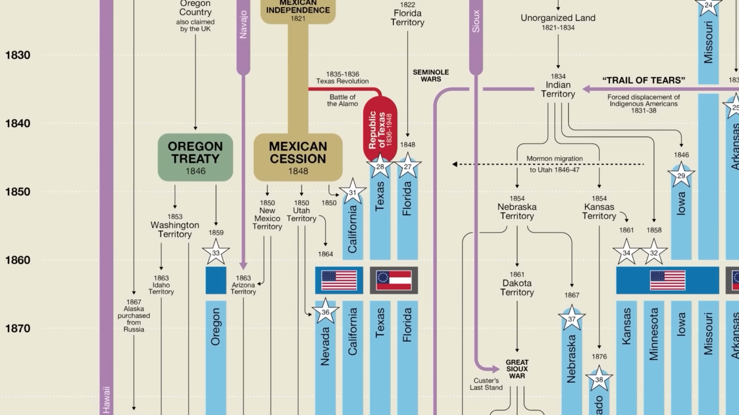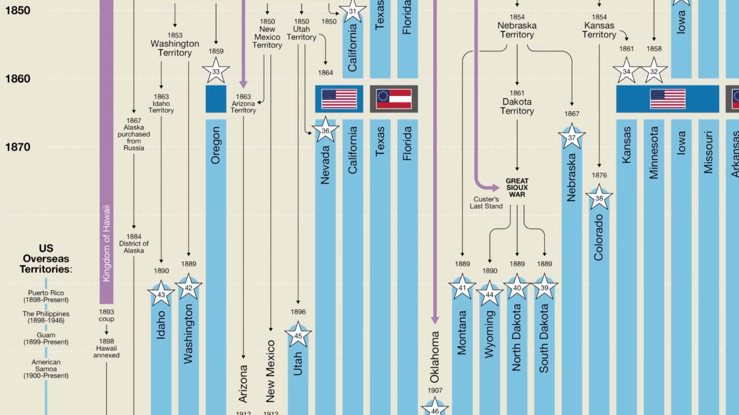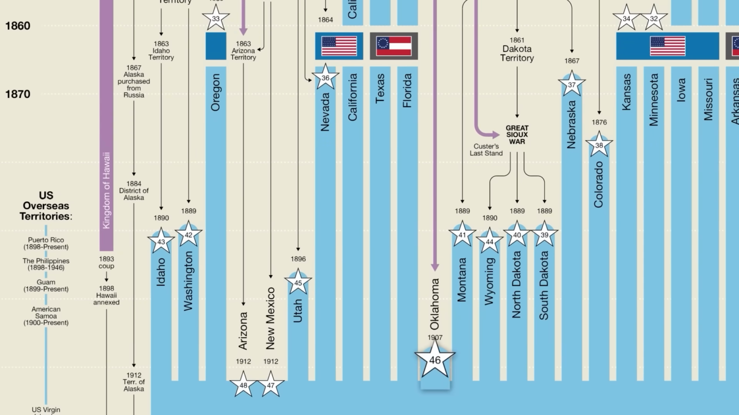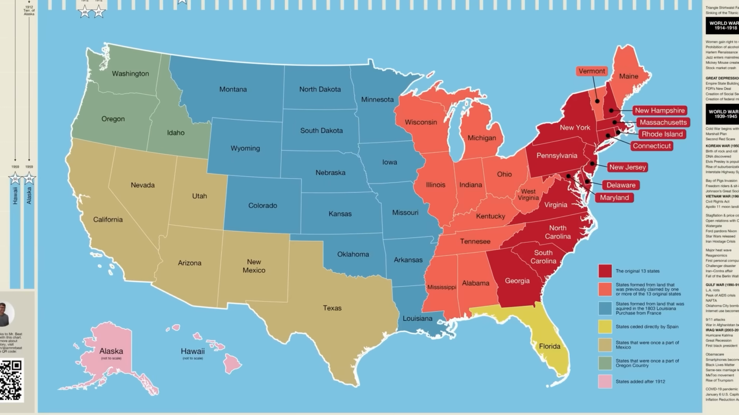The last 10 states to become a part of the continental U.S. were all formed between 1889 and 1912. The final 3 being Oklahoma, which was the last remaining piece of Indian territory, and to this day is home to 39 distinct nations, and then finally Arizona and New Mexico. So it was in 1912 that the continental U.S. finally looked like this, and there have been no major changes since then.